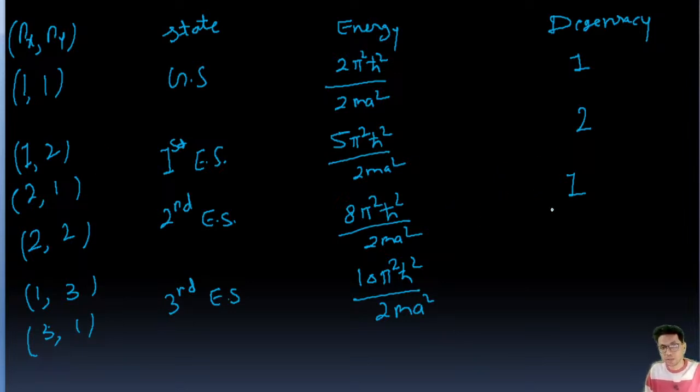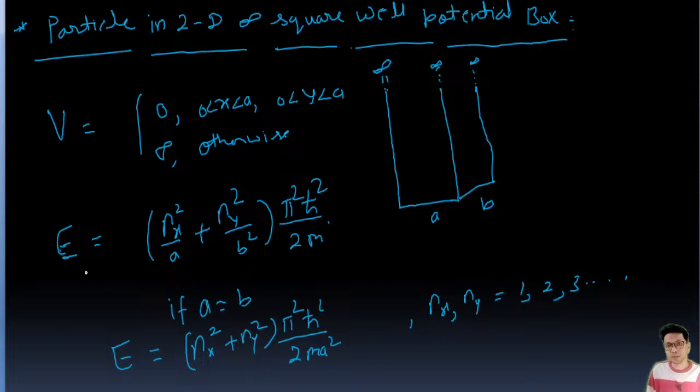Okay, so the degeneracy is going to be 2 here. So these are the degeneracies. For second, degeneracy is 1. For ground state, degeneracy is 1. For third, it is 2. This is for a particle in a 2D infinite square well potential box. Next.